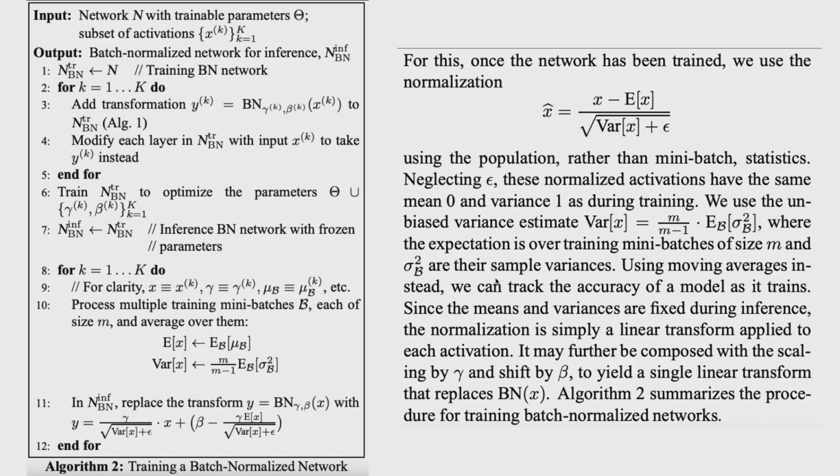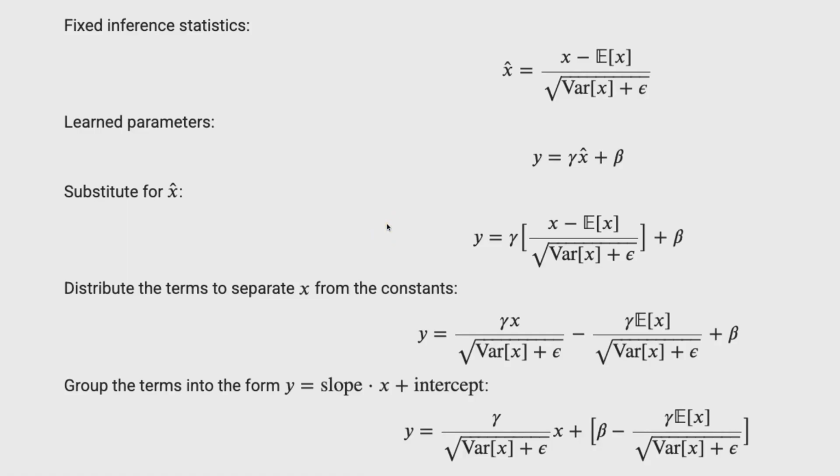Using moving averages, we can track the accuracy of a model as it trains. Since the means and the variances are fixed during inference, the normalization is simply a linear transform applied to each activation, which is this one down here in step 11. It may further be composed with the scaling by gamma and shift by beta to yield a single linear transformation that replaces the batch norm function. And we'll look at that combined transformation.